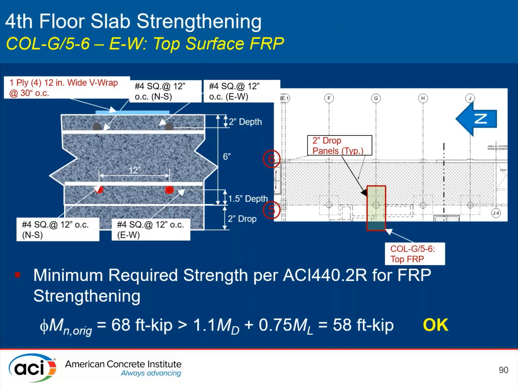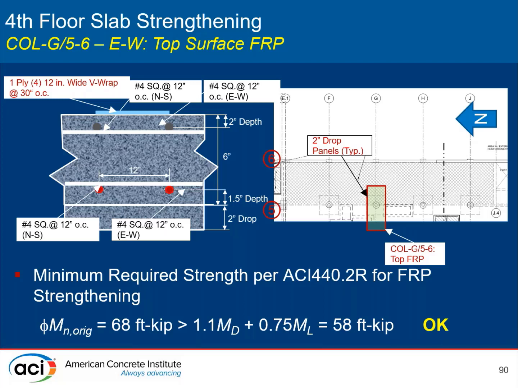This is a particular section, column G at line 5 to 6, east-west top surface with the FRP. What you can see is the use of a 1-ply, 12-inch wide V-wrap at 30 inches on center.